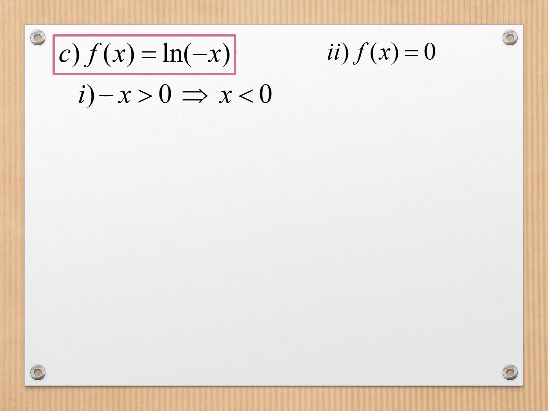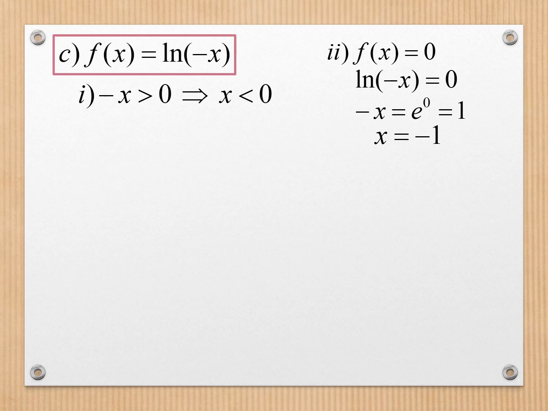Then we find the x-intercept. We get ln(-x) equals 0. So then on both sides we get negative x equals e to the power 0. So then we get the x-intercept, x equals -1. Since the number in front of the logarithm is positive, the graph is moving up.